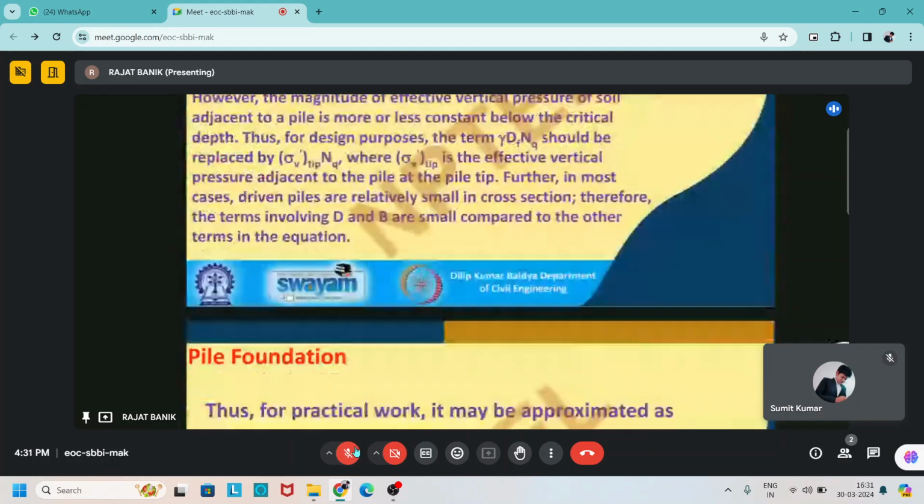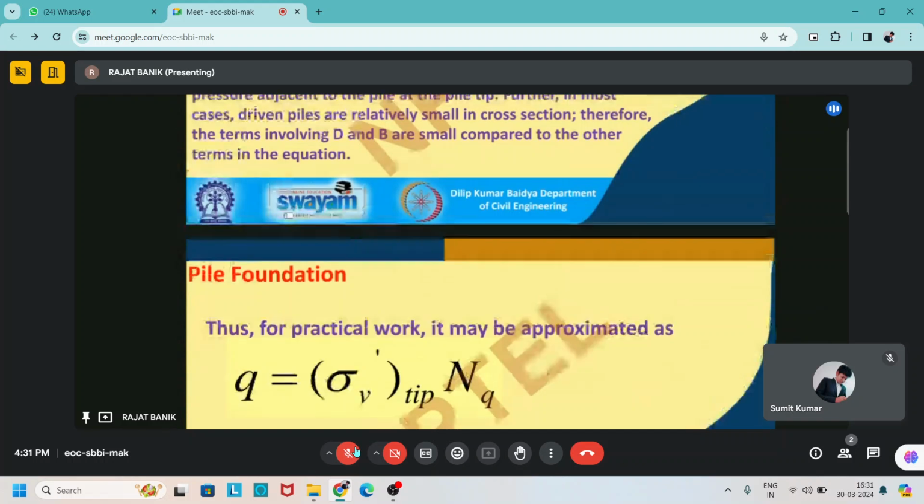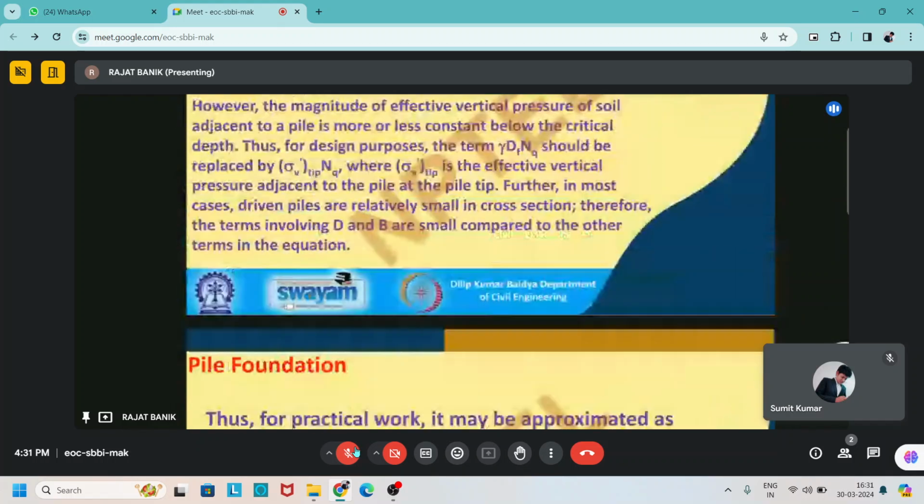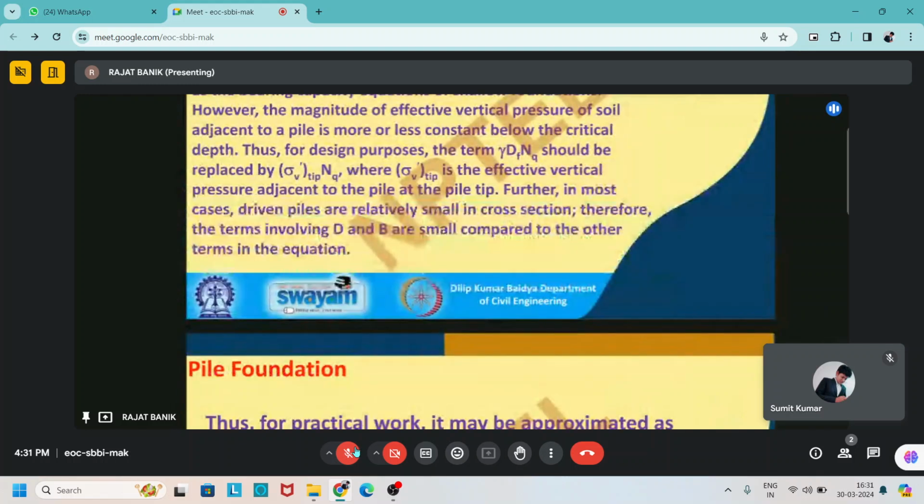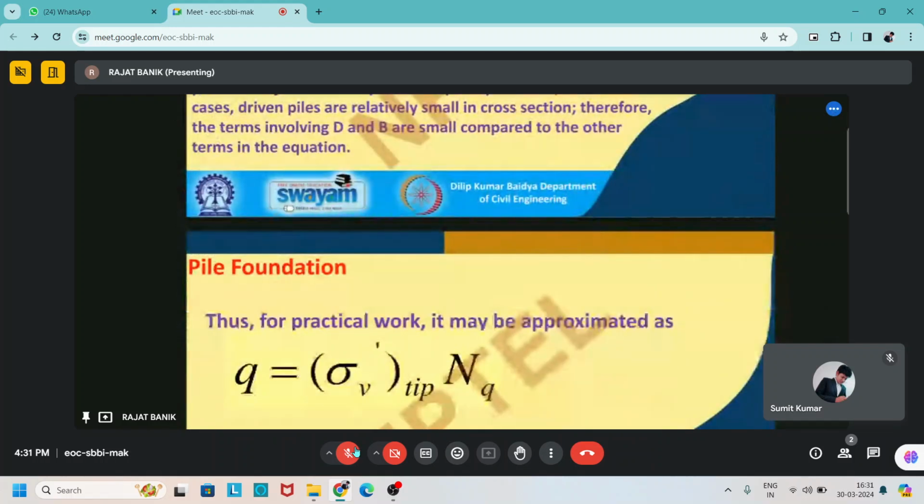Now here it is said that we consider this whole formula as q equal to sigma v at tip into Nq, because there is a little change. We can consider that gamma into Df is nothing but the effective stress at the tip, and Nq is the bearing capacity coefficient. So approximately we say that q is equal to sigma v at tip into Nq.